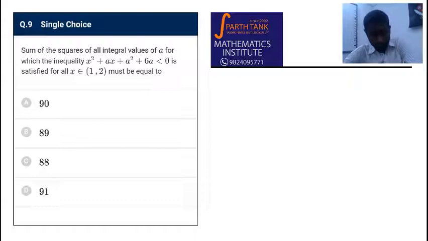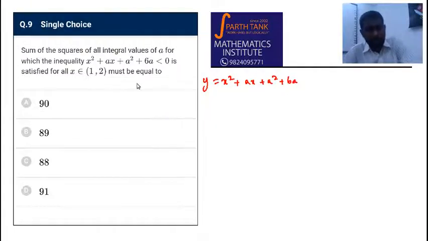How are we going to do this? First of all, this equation is a parabola. If I write y is x squared plus ax plus a squared plus 6a, then this is a parabola. If this is a parabola, we know that it is open upward, right? And they have said that this parabola in this range 1 to 2 must always be less than 0.